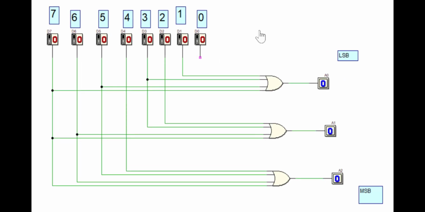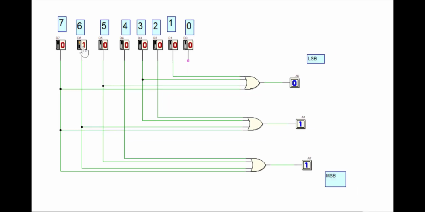When nothing is pressed, ideally it is 0, so all the zeros are there. The moment I press 1, it becomes 001. Here is my LSB, here is my MSB. The moment I press 7, all ones will appear. Please remember, in encoder application only one input should be enabled at a given point of time. Similarly 6 is 110, then 5 is 101, then 4 is 100, then 3 is 011 and 2 is 010, 1 will be 001.